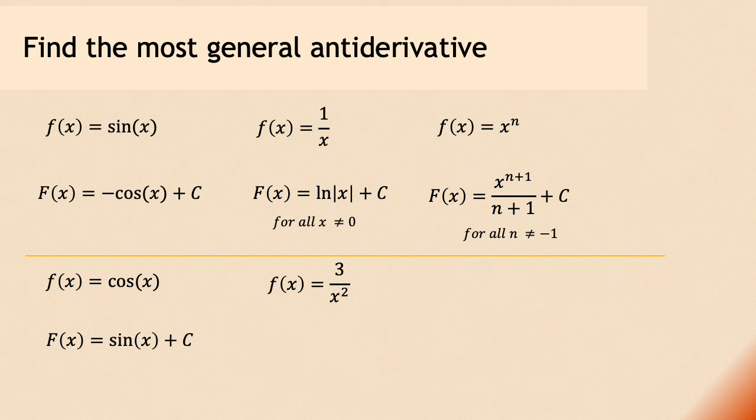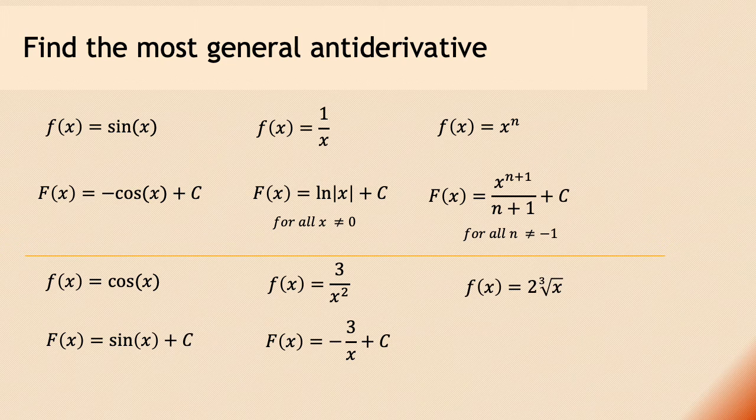Perfect. How about, what did we have to take the derivative of to get 3 over x squared? So think about that. Did you come up with negative 3 over x plus c? So remember, 3 over x squared would be the same as 3x to the -2. So you're going to use that reverse power rule, add 1 to the exponent. So you're adding 1 to the -2, and then you're dividing by that new power.